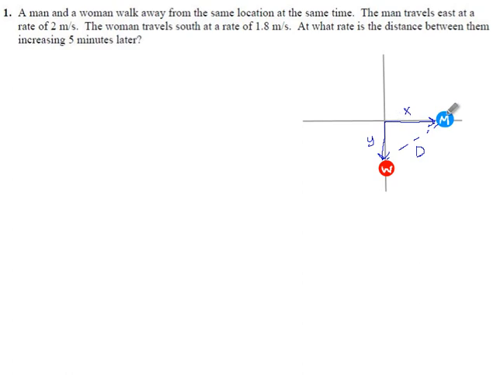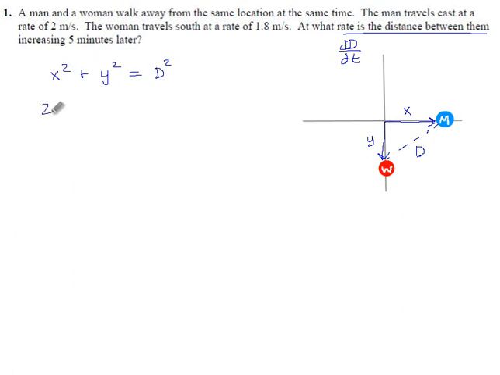And as long as they stay on the corners of a right triangle, we can always say that x squared plus y squared equals d squared. So that takes care of the distances between them. And they want to talk about the rate at which the distance between them is changing, which is going to be dD/dt.